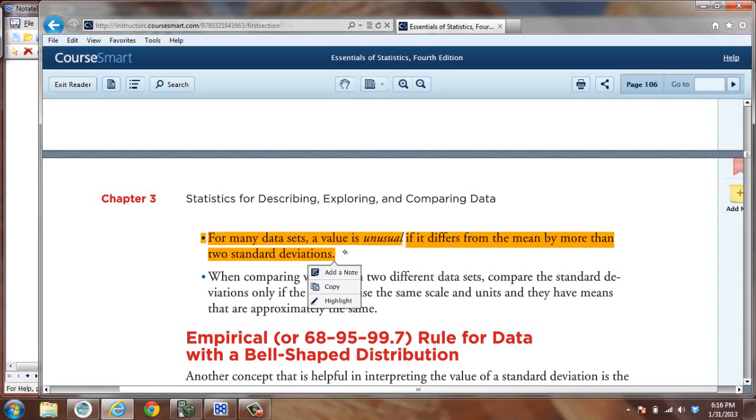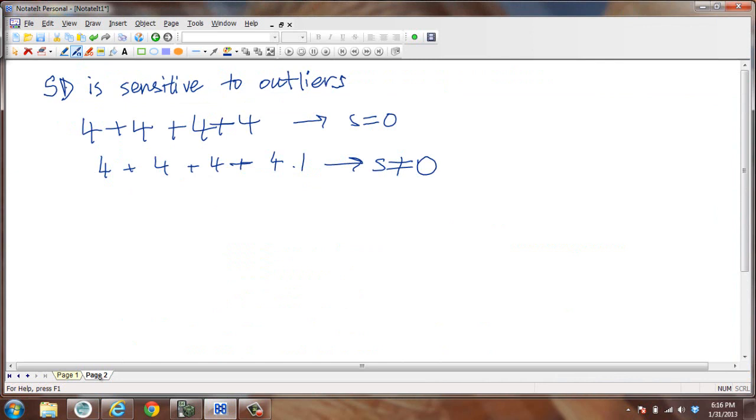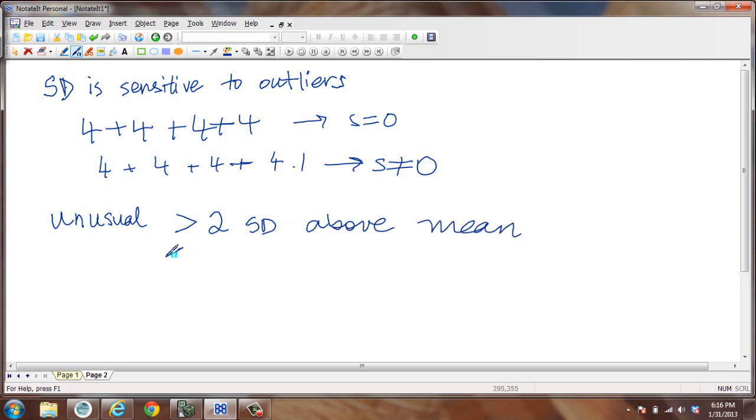For many data sets, a value is unusual if it differs from the mean by more than 2 standard deviations. Okay, that's important and it's worth writing down. So unusual means if my data values are greater than 2 standard deviations above the mean, or less than 2 standard deviations below the mean, then it's considered unusual. Okay, I think I mentioned that in another video.